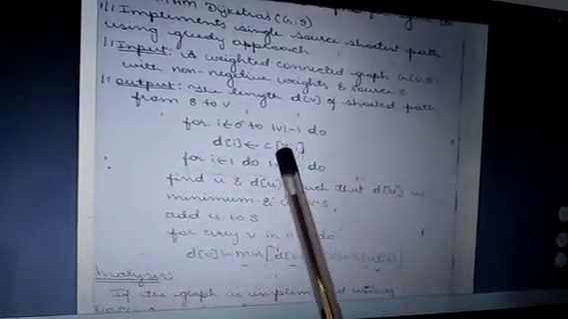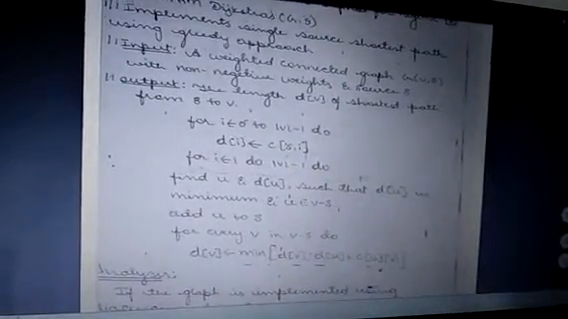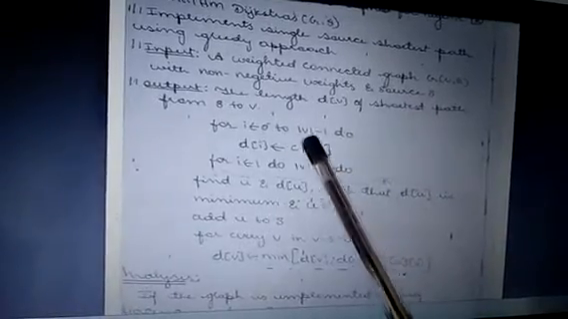So for i equals 0 to v minus 1. Why are we taking v minus 1? Because any one vertex will be selected as a source vertex. You have to leave that, and then until v minus 1 we have to do. So i equals 0 to v minus 1, d of i equals c of s comma i, which means the source vertex. Source vertex you have to just assign.